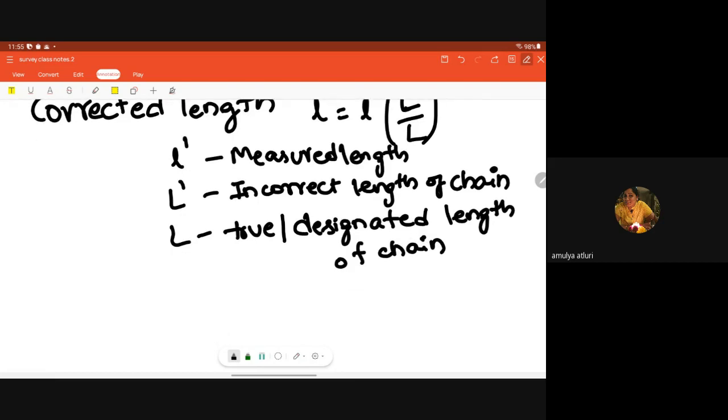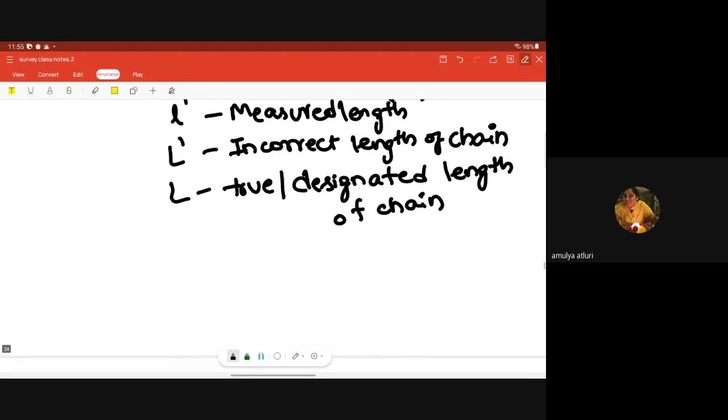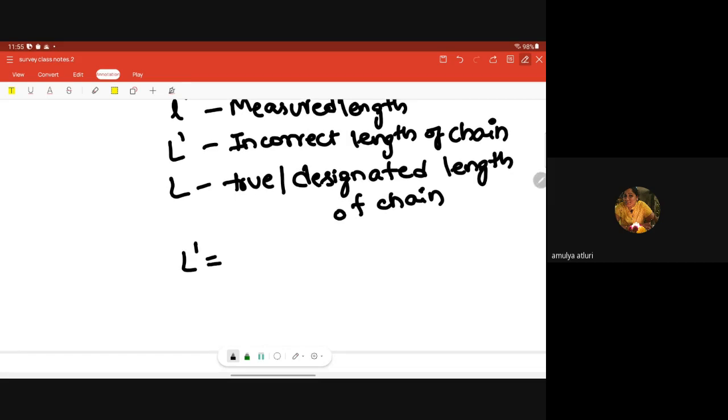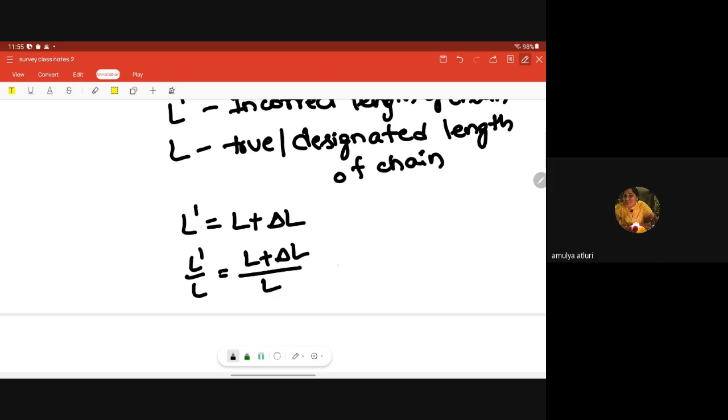Okay, so how do we get the incorrect length of chain? L dash is nothing but L plus delta L, the true length plus the error, delta L, the change in length. L dash is equal to L plus delta L. So if I do L dash by L, then L plus delta L by L is equal to 1 plus delta L by L. Let's take this 1 plus delta L by L as E. It's nothing but the error.